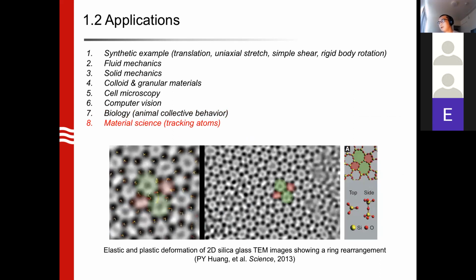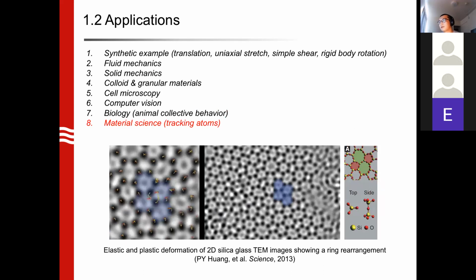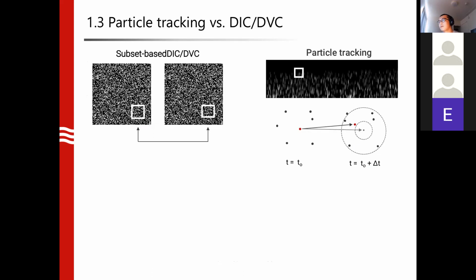Yeah, here's another example, that's the atom. This is from transmission electron microscope images. You track how these atoms are moving and what the phase transformation is in the materials. So you see there are lots of applications, right? Either to measure the deformation field, and we also know that DIC and DVC are also used to measure the deformation field.